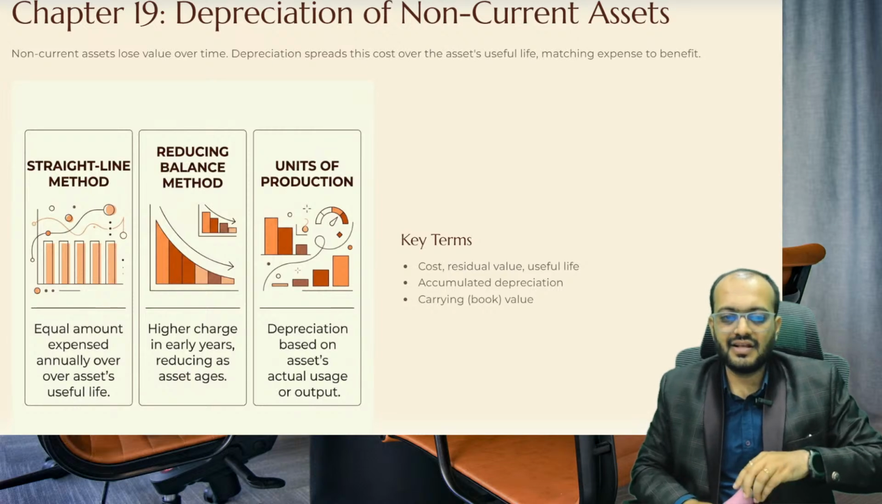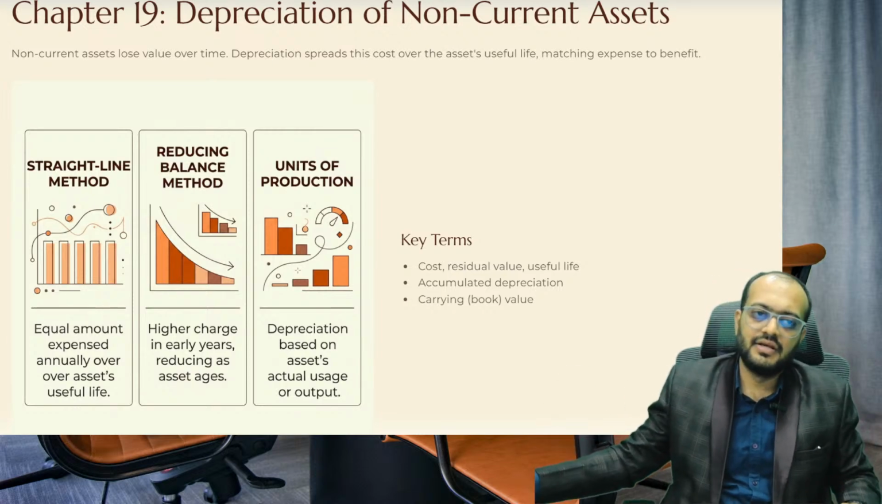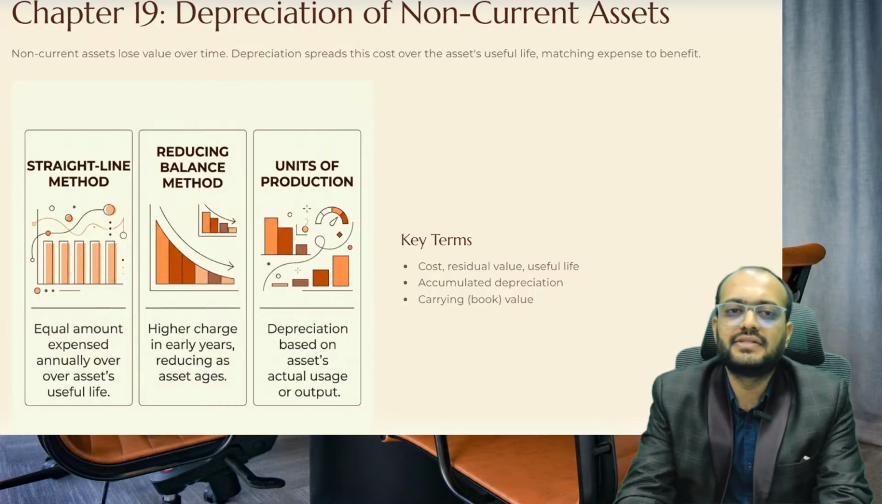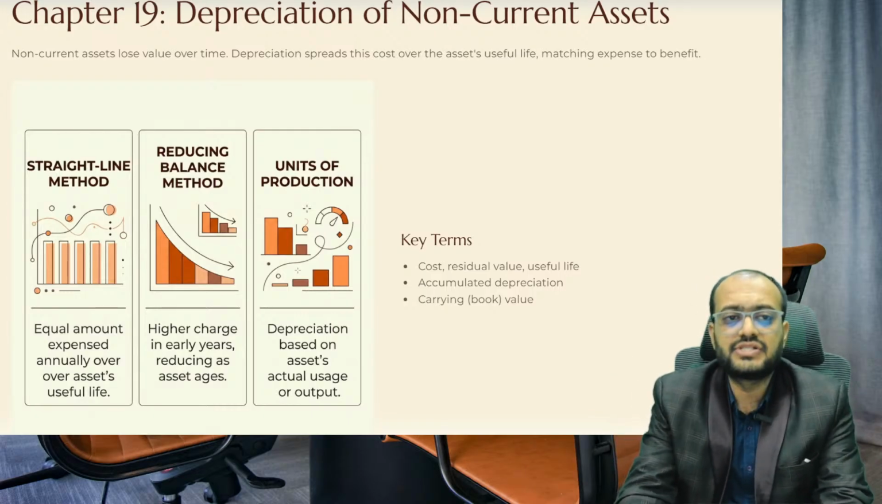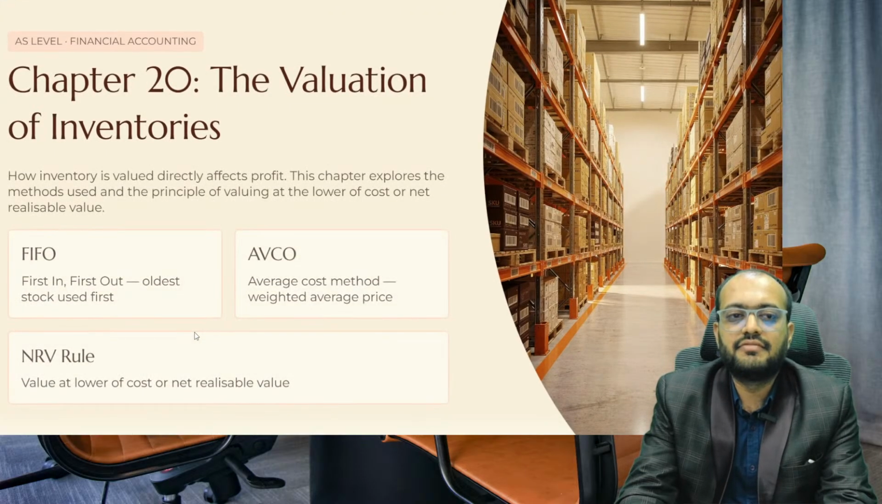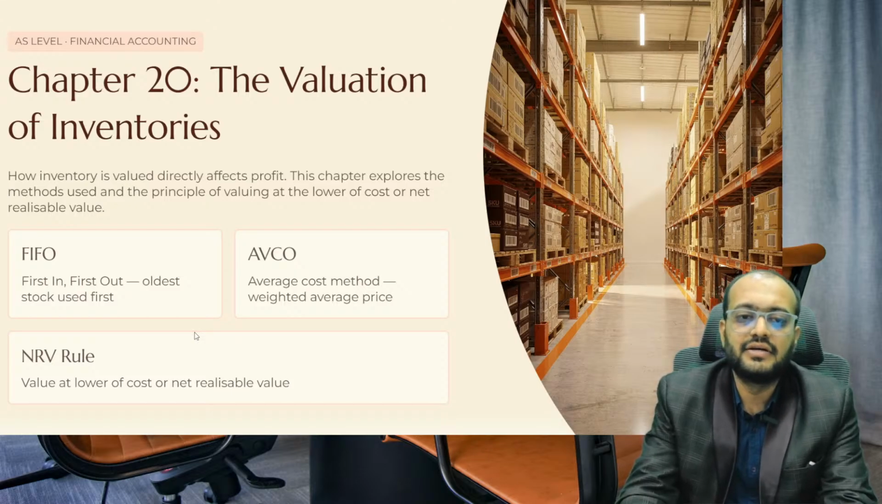There are multiple methods for the same: straight line method, reducing balance method, and unit of production method. Next, chapter number 20 of financial accounting is the valuation of inventory. There are multiple methods for calculating the value of inventories, like FIFO method, average cost method, then NRV, that is, lower of cost or net realizable value, whichever is lower. So these are the methods we have to use in inventory calculation.